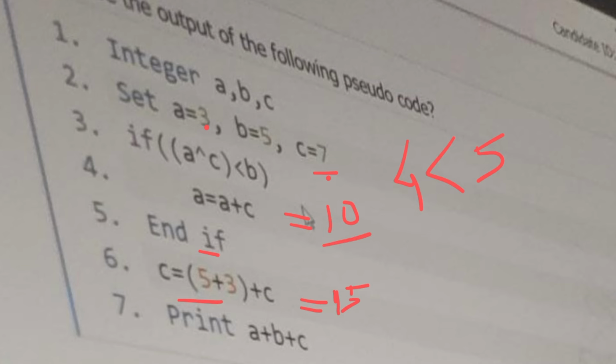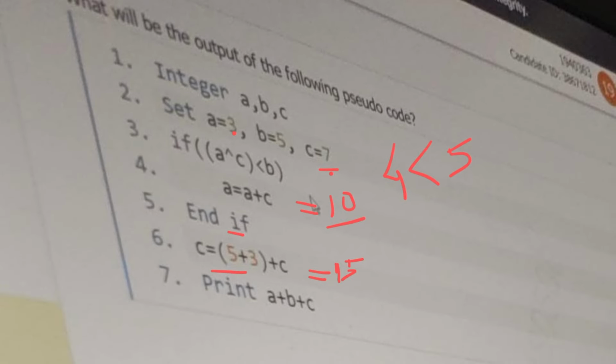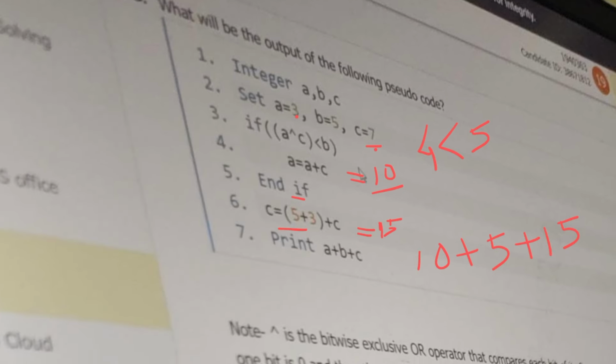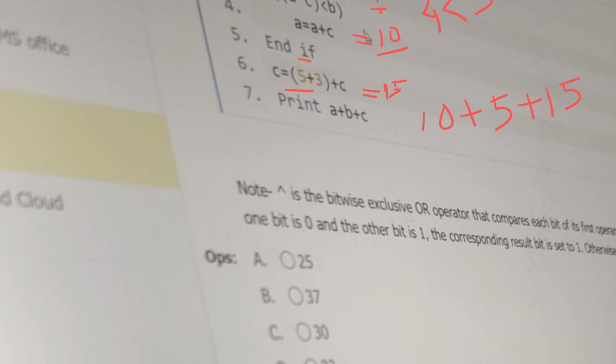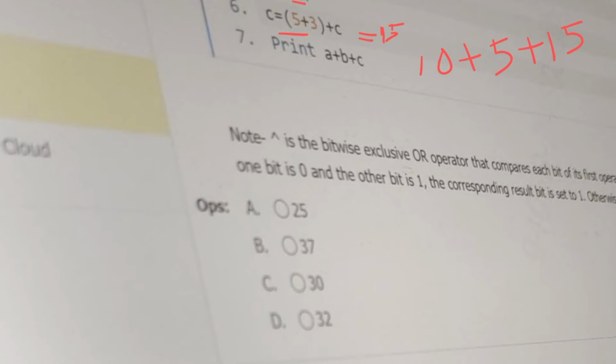What will be the value of A plus B plus C? So A plus B plus C is equal to 10 plus 5 plus C, which is 15. So 15 plus 5 is equal to 20, plus 10 is equal to 30. I hope you understood. Let me see if there is any option like that. The option is C, so this is the correct answer because this is equal to 30.